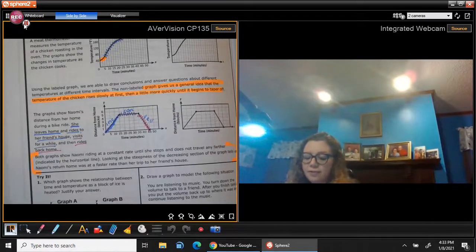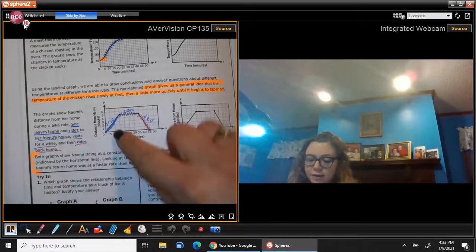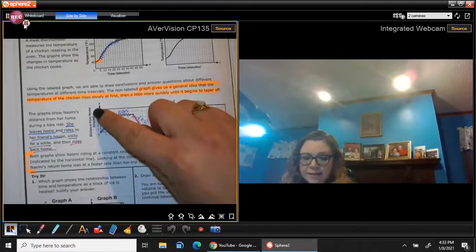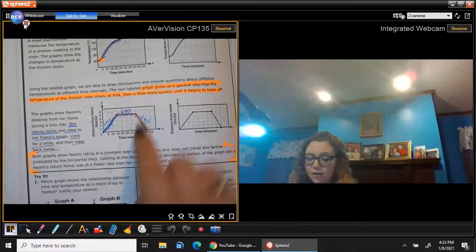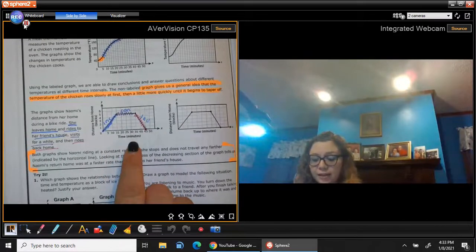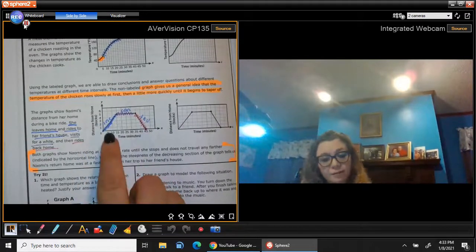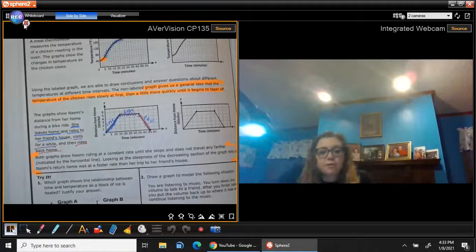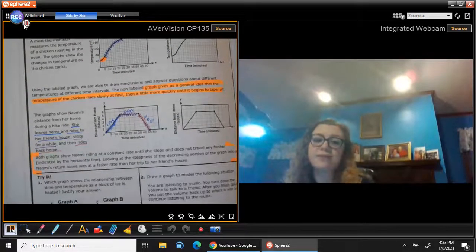But you have to pay attention to how the axes are labeled. The y-axis is labeled distance. Your x-axis is the time. It's very important that you read these labels, because if you don't, then you really wouldn't be able to make sense of what the graph is saying.